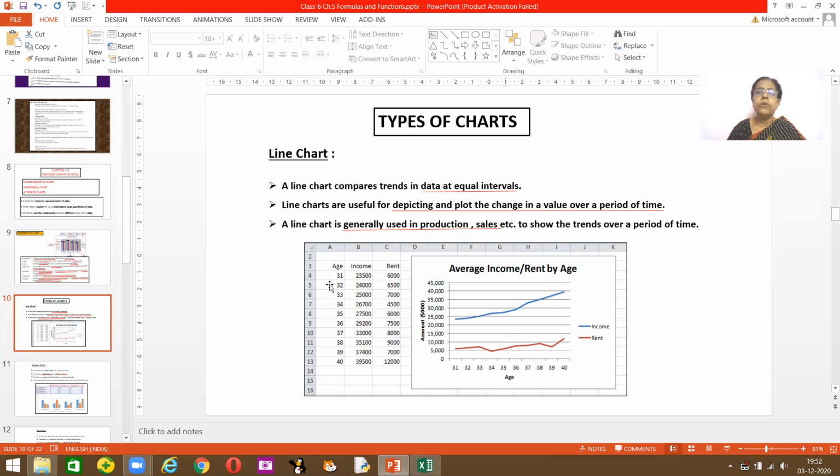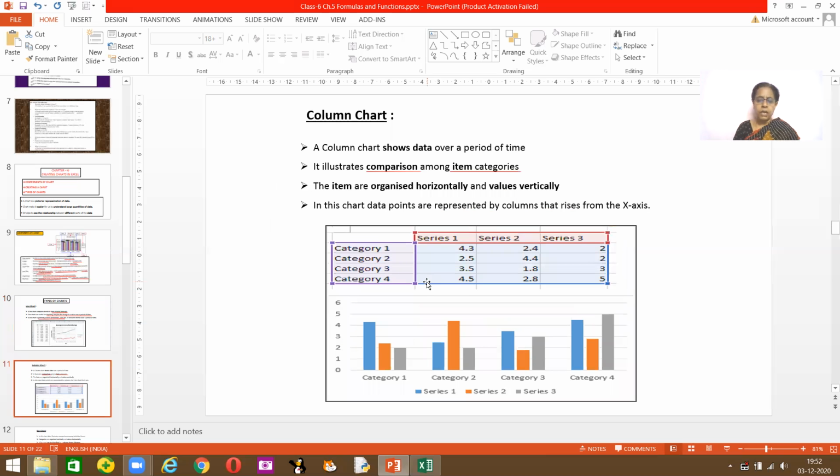So it would show the production and the sales increasing and decreasing over a period of time. Coming to the next type of chart, it's a column chart. It shows data over a period of time, same like the line chart. And what it does is compare the item categories.